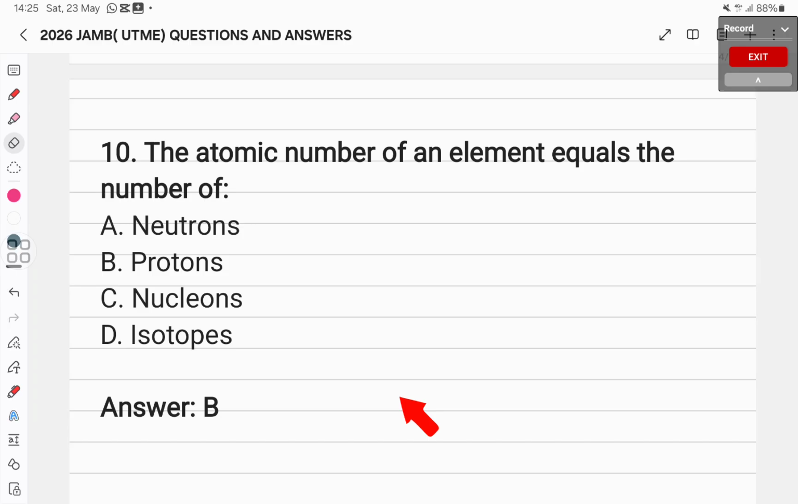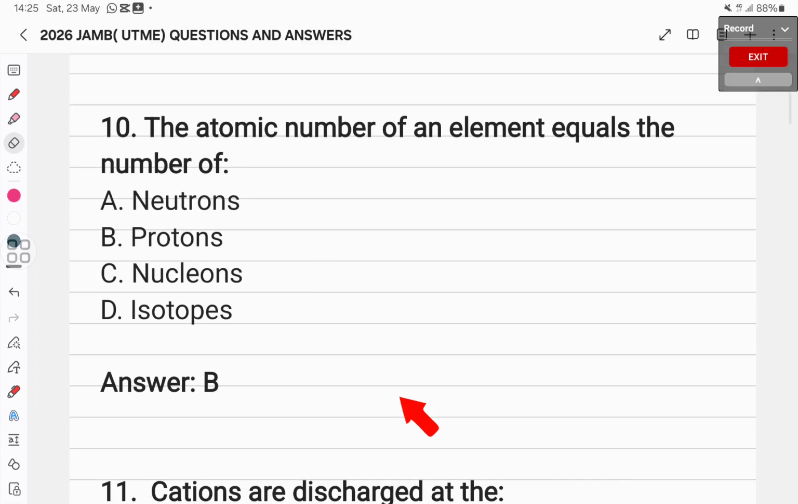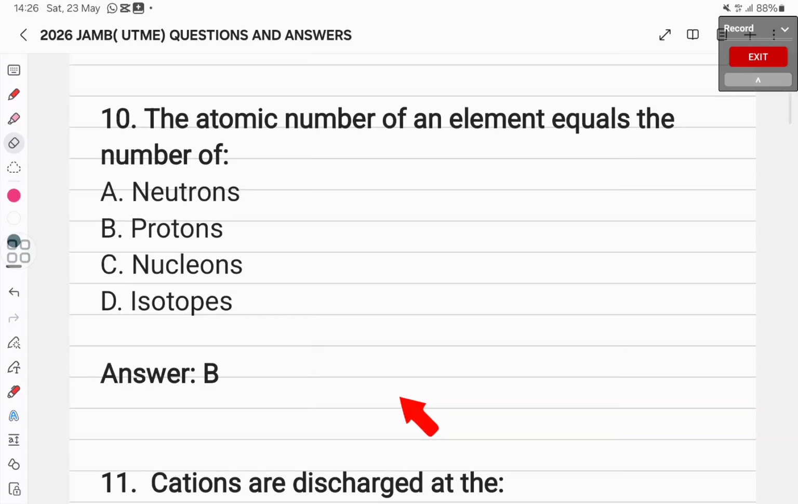According to the modern periodic table, the elements are arranged according to their atomic numbers in increasing order. So if an element's atomic number is 10, that means it has 10 protons in the atom, and so on. So the correct answer is B, protons.